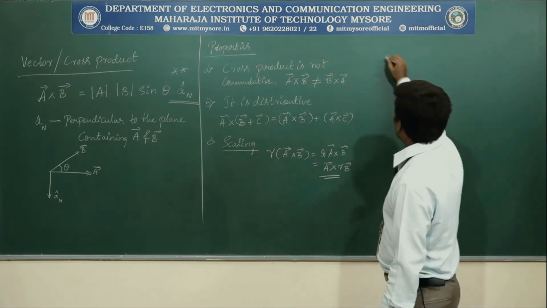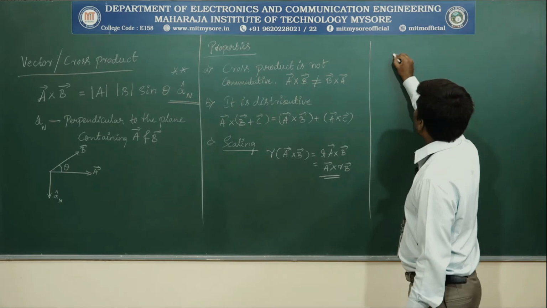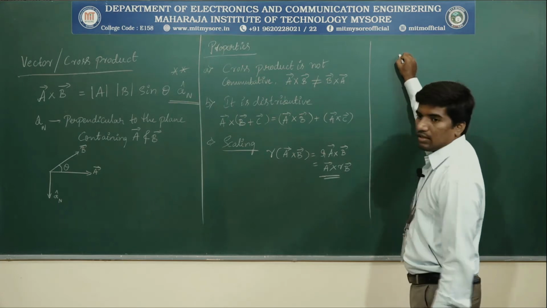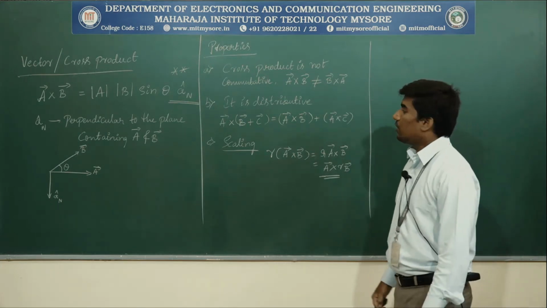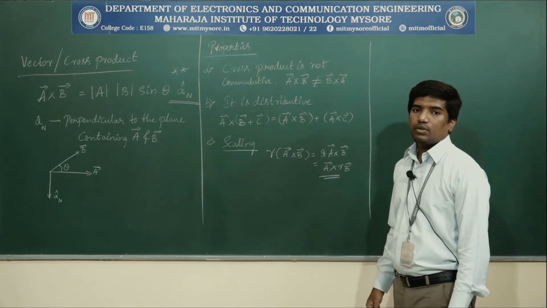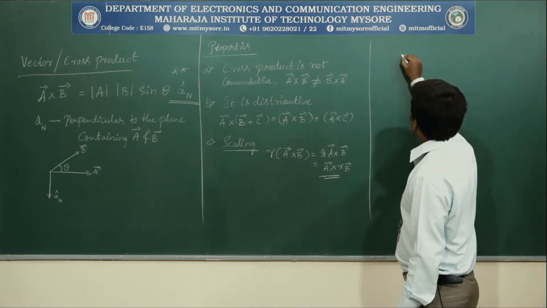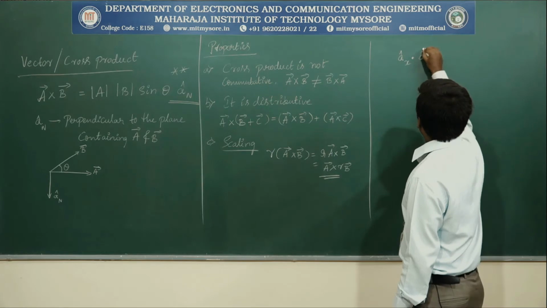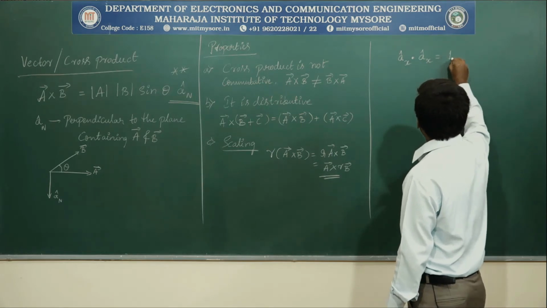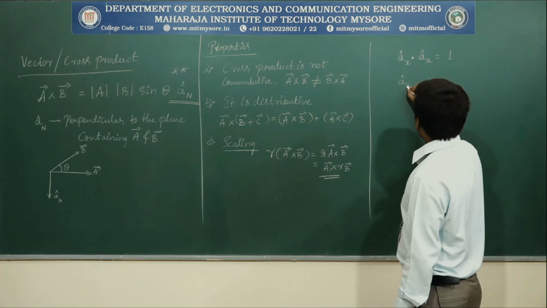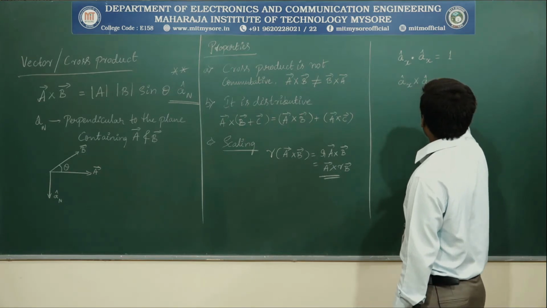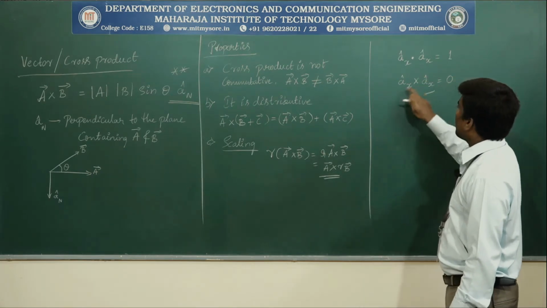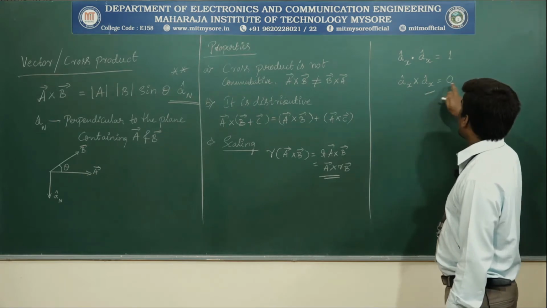Look at this, the dot product between any two vectors is at maximum equal to 1, and the cross product between any two vectors at the minimum will be equal to 0. That means A cap x dot A cap x is equal to 1. Similarly, A cap x cross A cap x is equal to 0. This is not a dot, this is the cross product between two unit vectors along the same direction, which is 0.